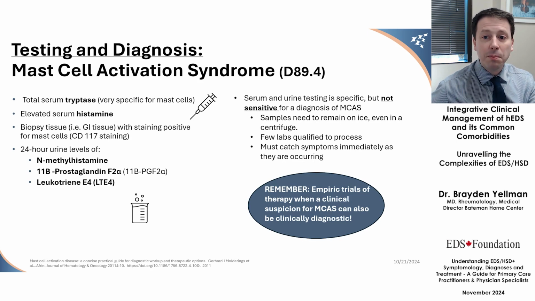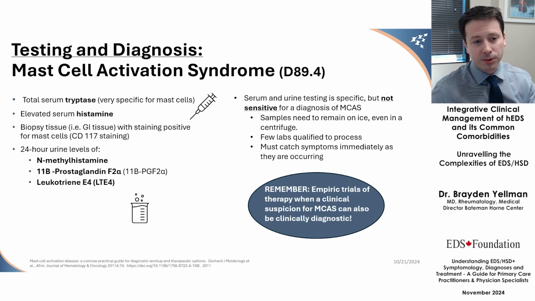Samples that are drawn need to immediately be put into pre-chilled containers and remain on ice. They even have to be put in refrigerated centrifuges. And there are very few labs that are qualified to process in this manner. Additionally, even when you process it correctly, you have to catch symptoms immediately as they are occurring, because these things are transient and shifting, and they're not present 100% of the time, even when somebody has mast cell activation syndrome. So I would say, from a clinical perspective, remember that empiric trials of therapy combined with a clinical suspicion for MCAS can also be clinically diagnostic in a setting where you're sitting there with the patient and you're not enrolling them in a clinical trial.